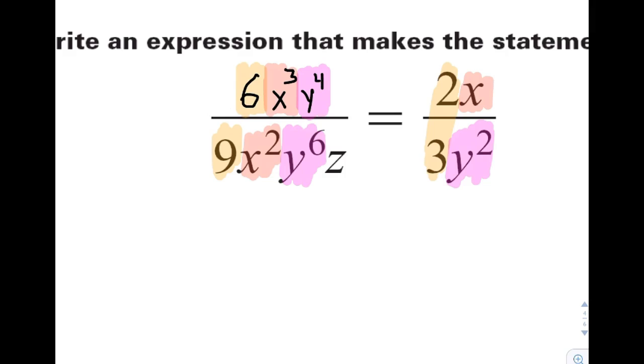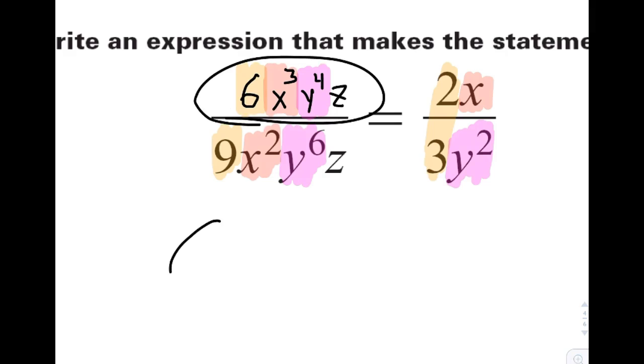Finally, the last step is z. I don't have any z's over here, so they better cancel all together. So I must have one z top and bottom. And there is your answer: 6x to the third, y to the fourth, z.